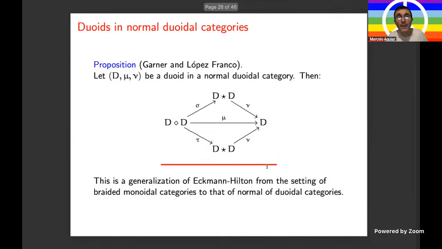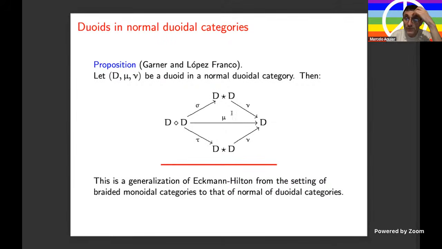All right, so let's go back to the general theory. Normal duoidal categories. What happens to duoids in them? Well, there is this beautiful result of Garner and López-Franco that generalizes Eckmann-Hilton. If you have a duoid in such a category, then these two diagrams commute. So what do they say? They say that mu is determined by nu. Mu is nu precomposed with this canonical transformation sigma. Remember, sigma and tau are defined for all pairs of objects in the category. Okay, they're not part of the structure of the duoid. They're part of the structure of the category.